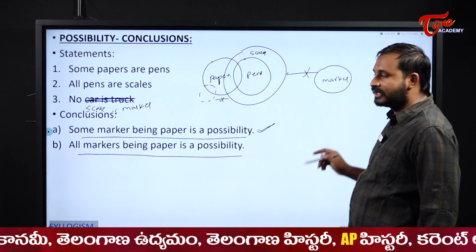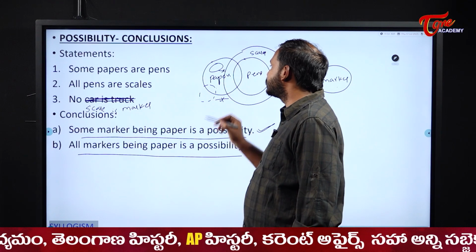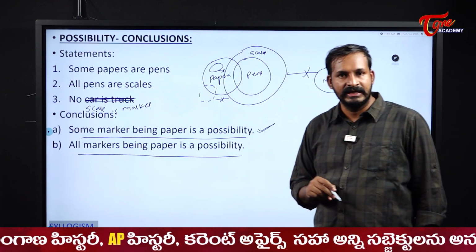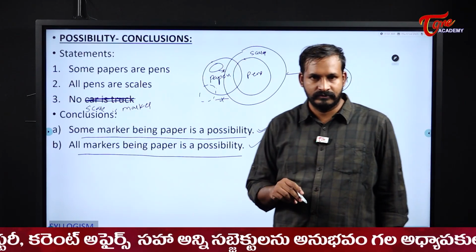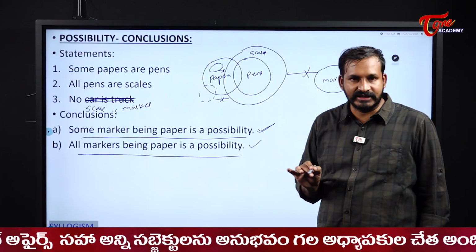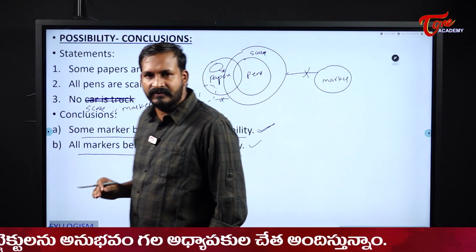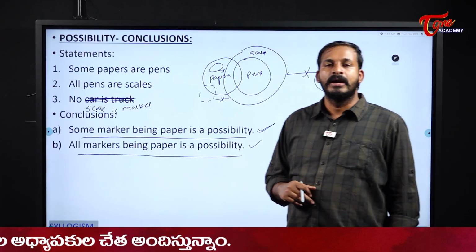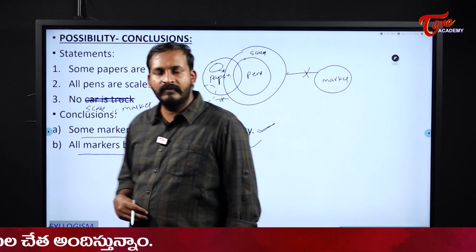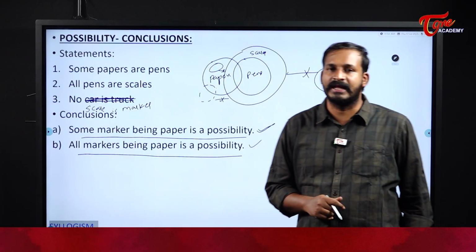Now I will take the markers and put them completely inside the paper. Still there is no relation between markers and scales, right? Yes, I can draw it. So this possibility is also true. In the basic diagram it is false actually, but I will try to put markers completely inside papers. Is it possible for me? Yes, it is possible. Then that became true for me. Possibility conclusion, we will always try to make it true with the help of an alternate diagram.